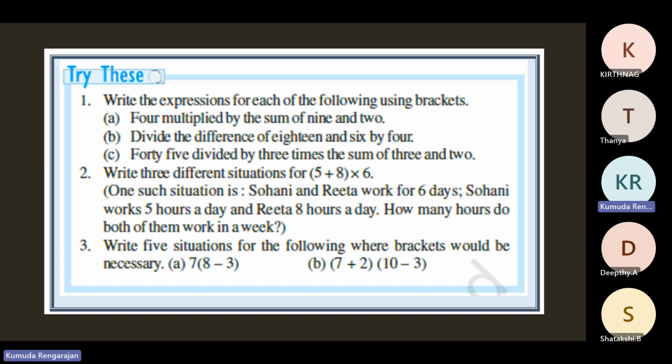Ma'am, for this, should we add 7 plus 2 and multiply it by 10? No, your situation should have the number 7, the number 2, 10, and 3. Your situation must have all these numbers. Should we add 7 plus 2 and then multiply it by 10 and subtract 3, ma'am? We are not finding the value of this expression. You have to give situations to suit this one. No adding and all that. 7, 2, 10, 3 remain as they are.